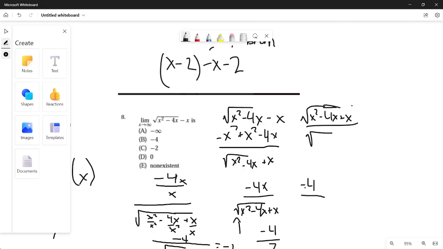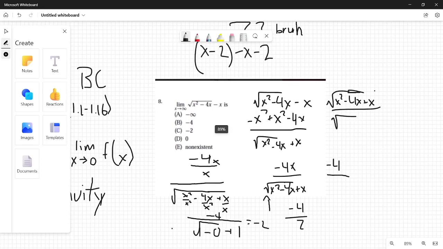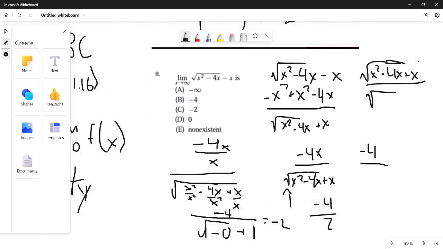Then they divided the numerator by x, and inside the root they divided by x squared and outside the root by x. Then they took the limit of the square root, and you're going to end up with this as your final answer, which reduces to -2. I know it's messy, but it reduces to -2.